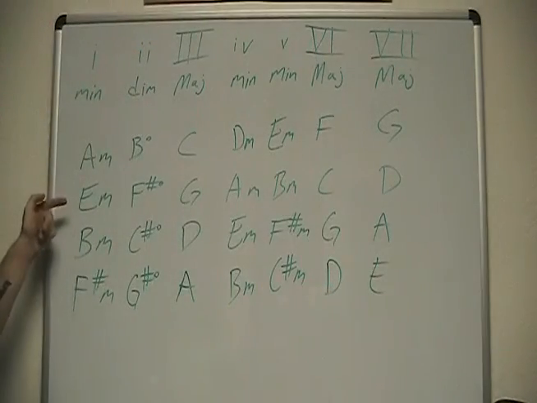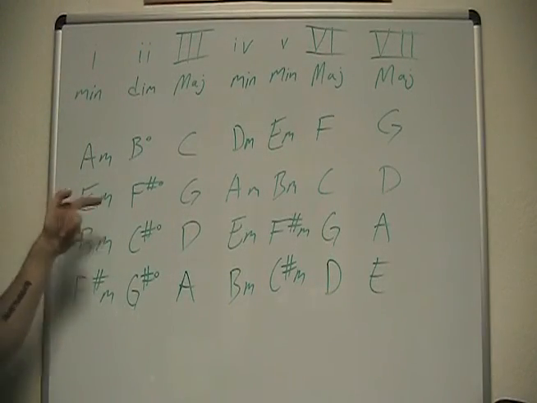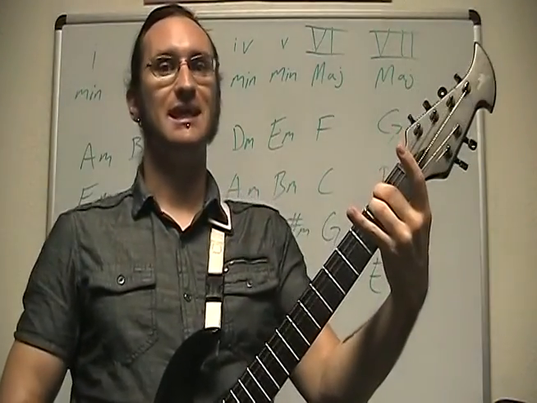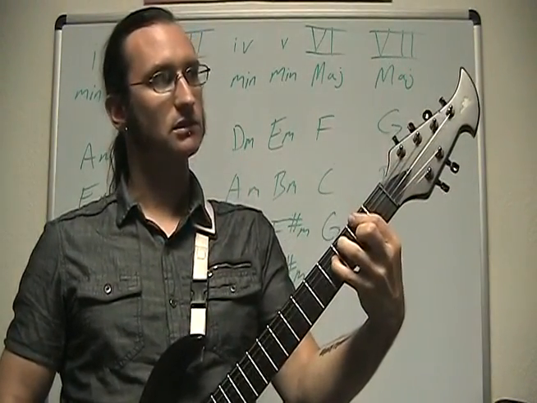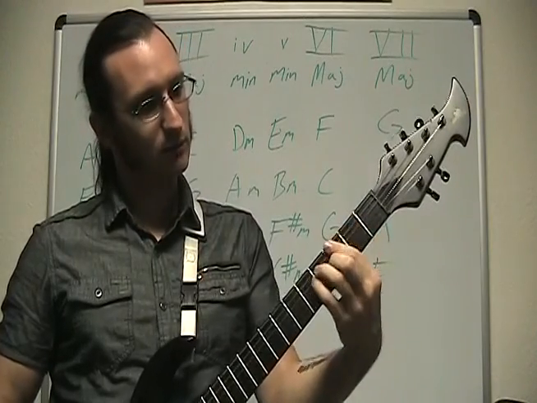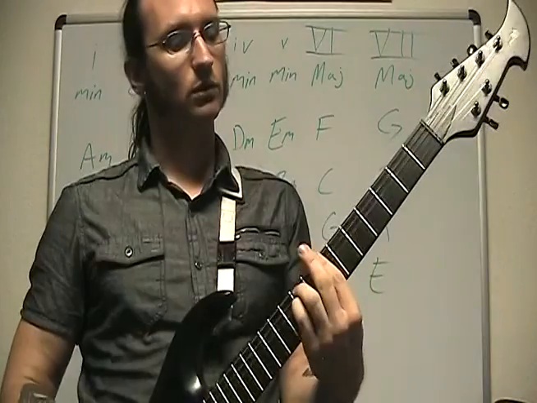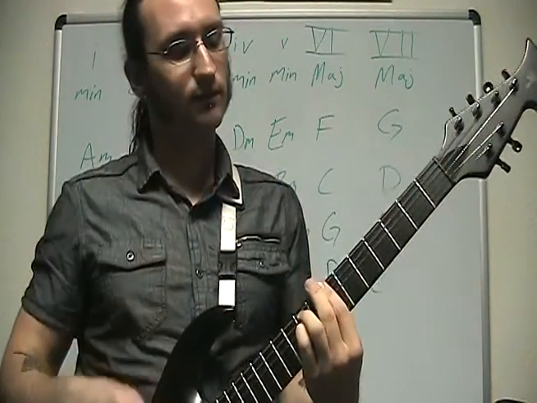So now we have the key of E minor, which is the relative minor of the key of G. Start with E minor in the 1st position. The 2nd chord is F sharp diminished. 3rd chord G major. A minor is the 4th chord. B minor is the 5th.